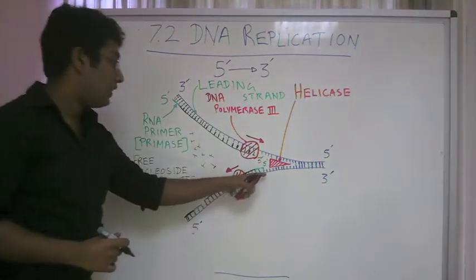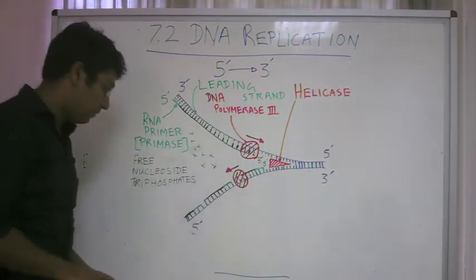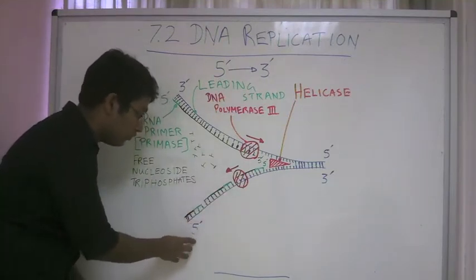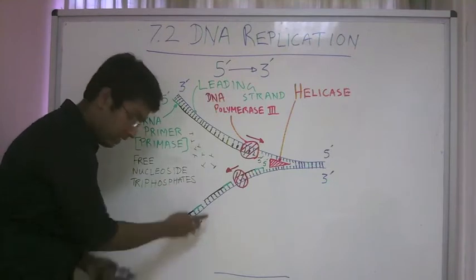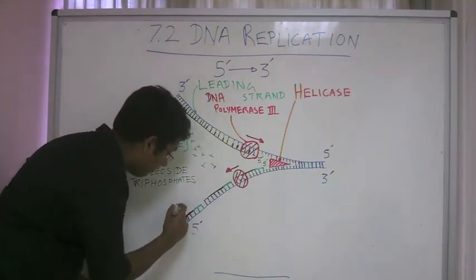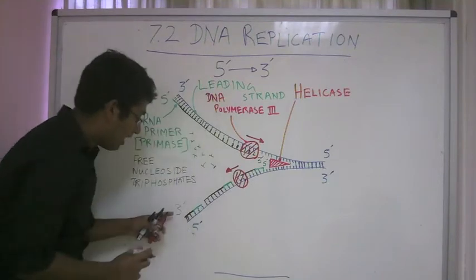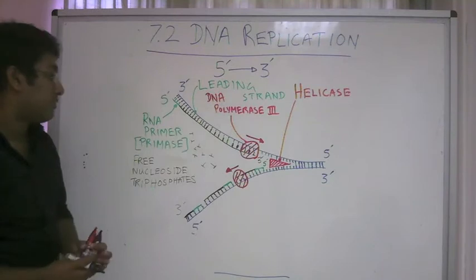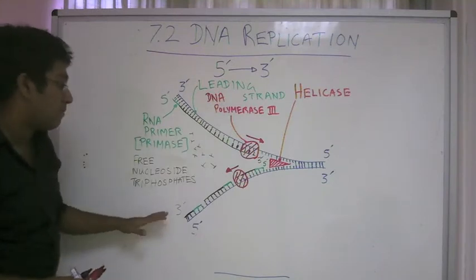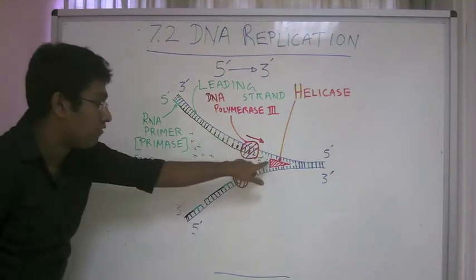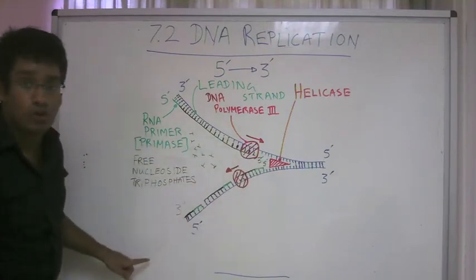However, on the other strand, there is a problem, because the blue molecule ends with a 5' end here. Therefore, the newly synthesized molecule would have a 3' end here. Now, DNA polymerase III cannot begin with a 3' and work inwards towards 5'. It can only start from 5' and work outwards.